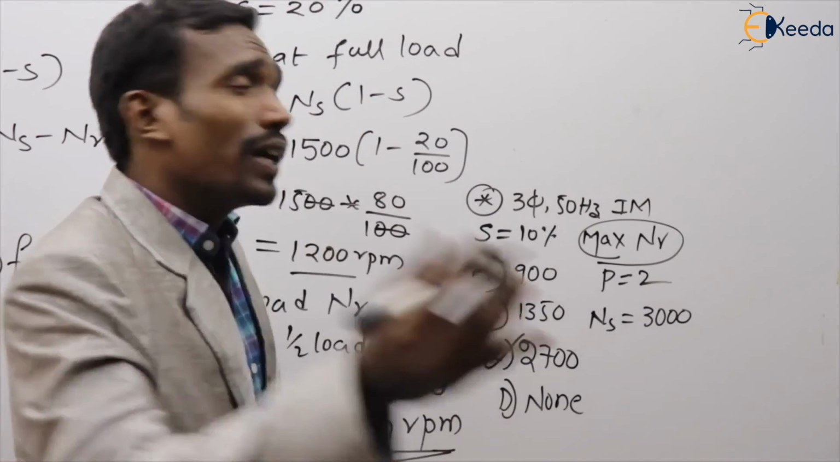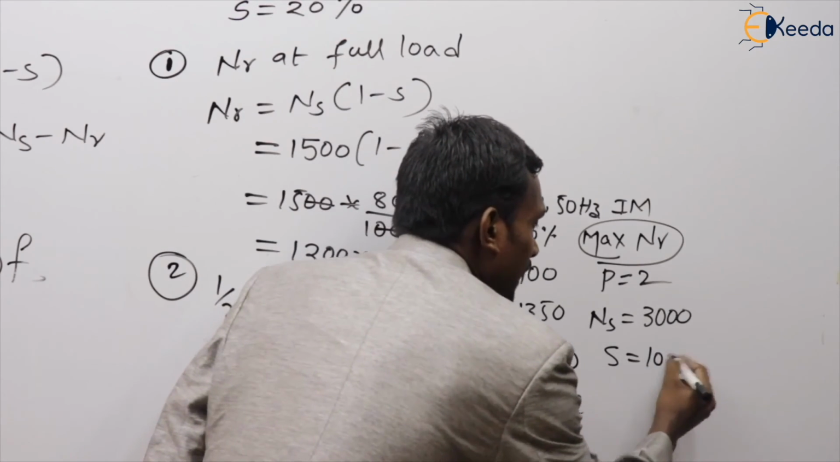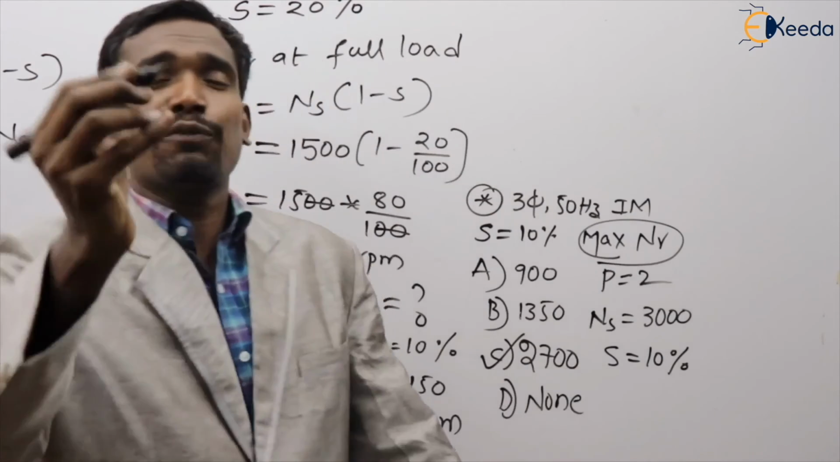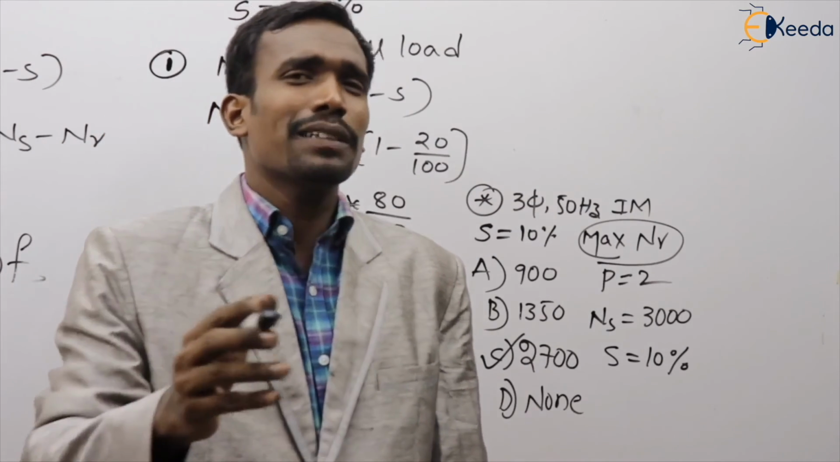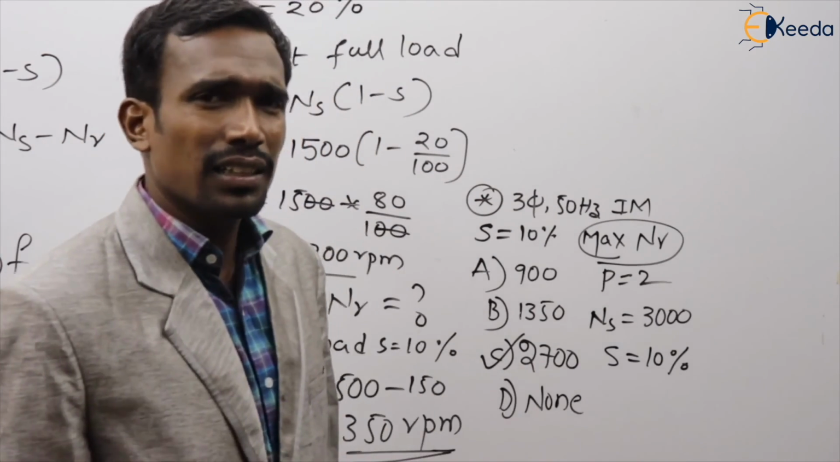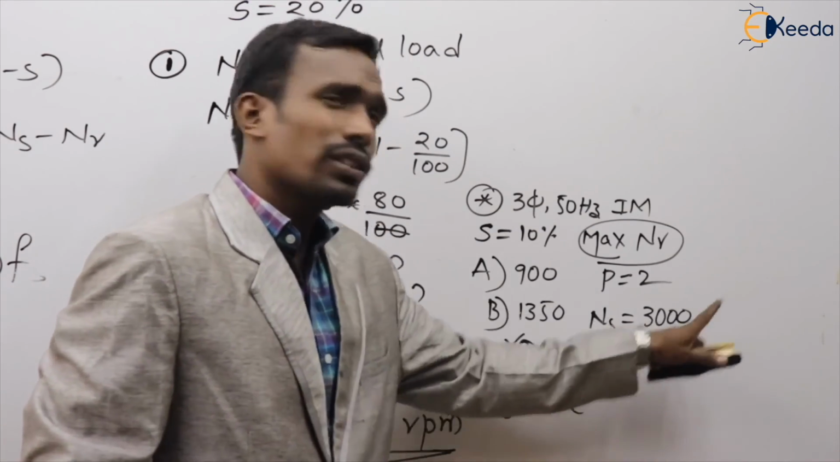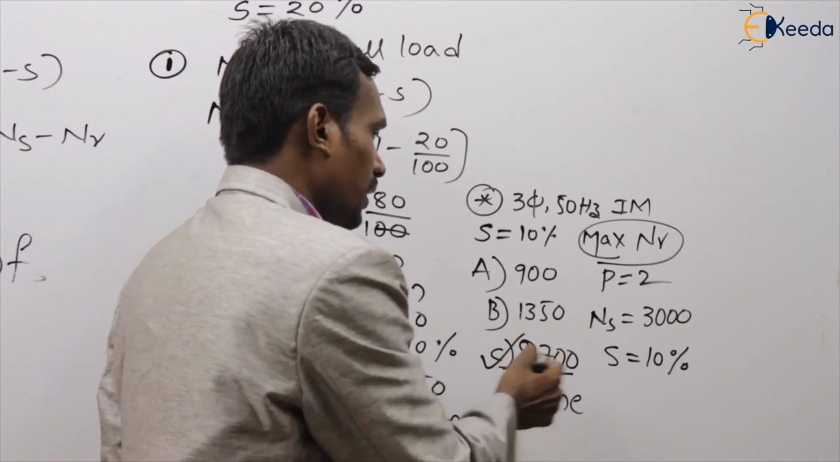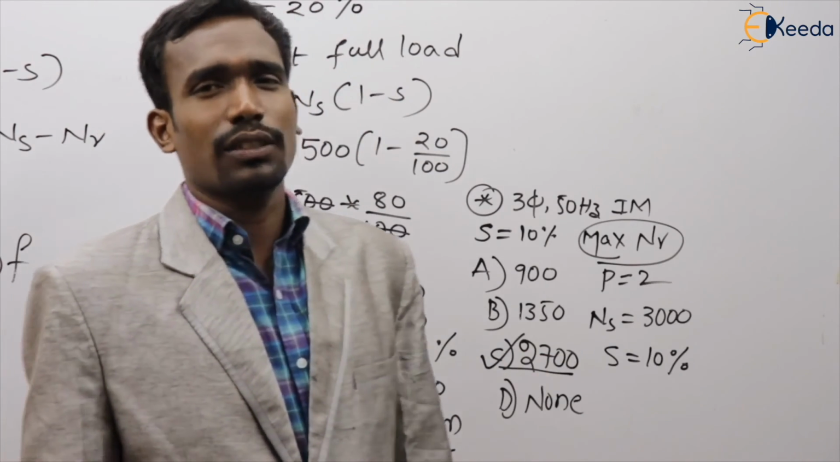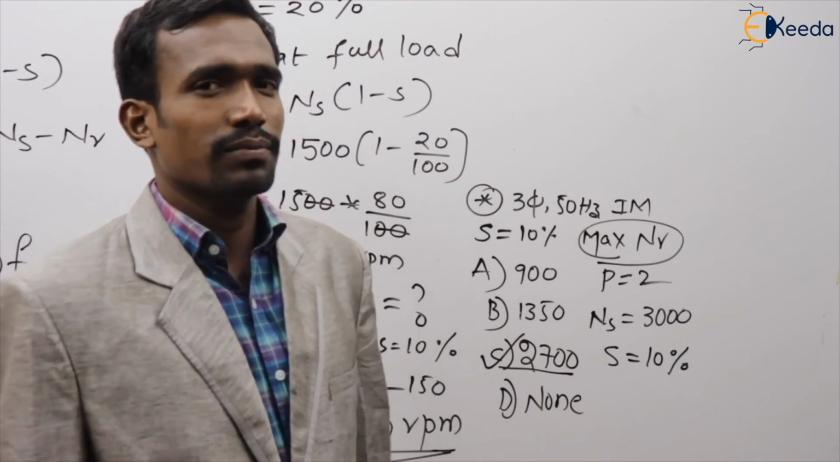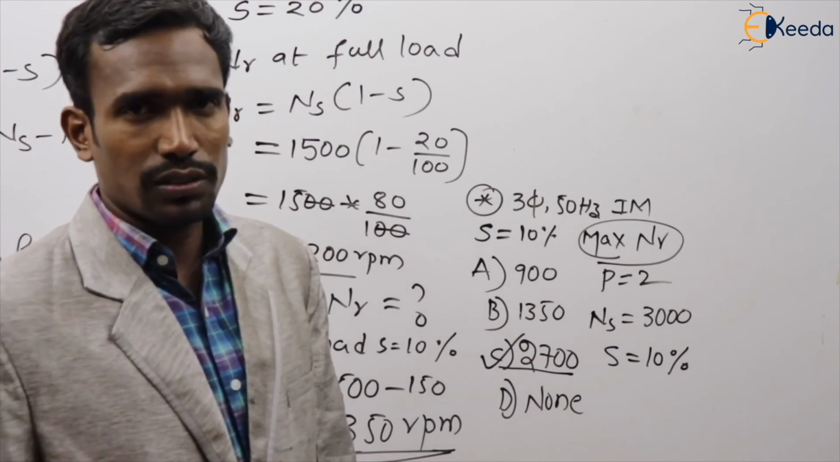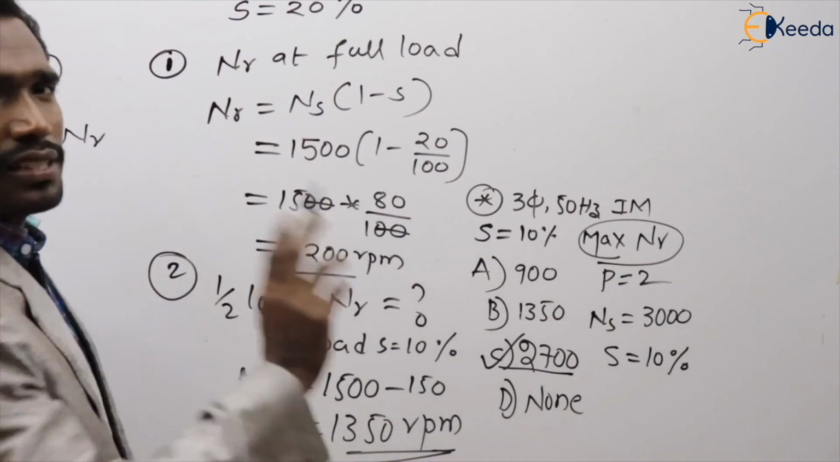Now tell me, what slip is given? Slip is 10%. What is 10% of 3000? It is 300. Now tell me, what is the rotor speed? 3000 minus 300 is 2700. Very easy. Like that they ask questions. These are the questions on speed equations.